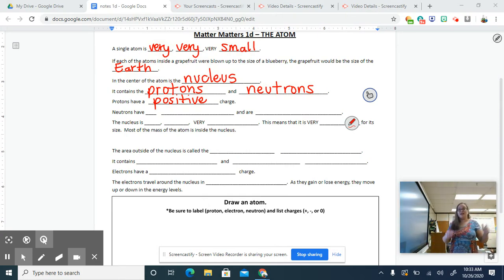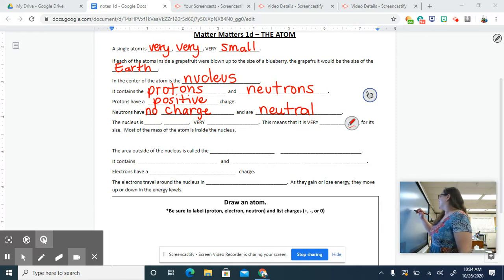So protons are positive. Now, this is the one that, every year, half the class comes in telling me that neutrons are negative. They're not. Neutrons are neutral. They have no charge. They are neutral. So neutrons have no charge and are neutral. So our silly little mnemonics to remember: protons are positive, neutrons are neutral.